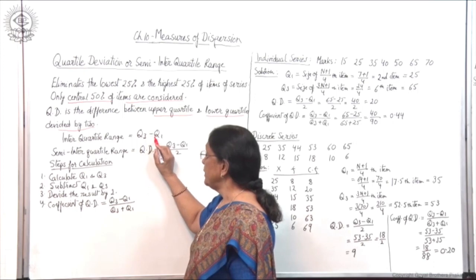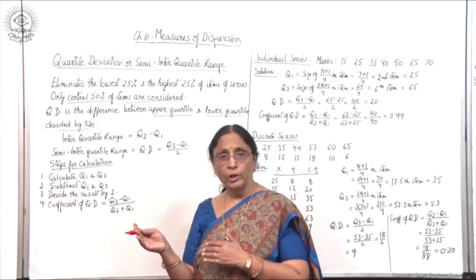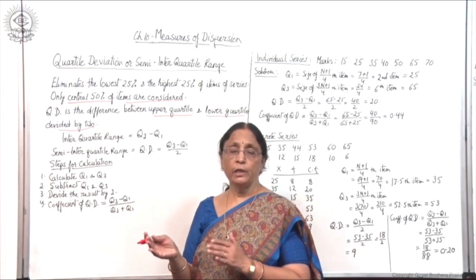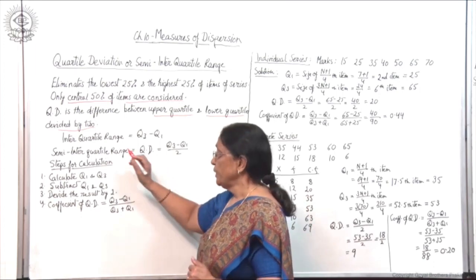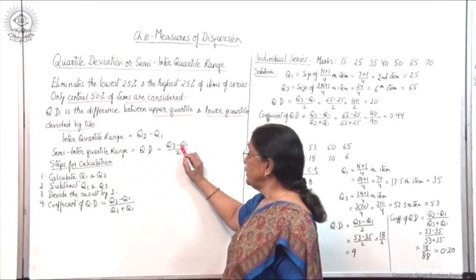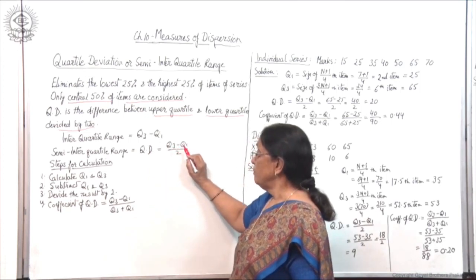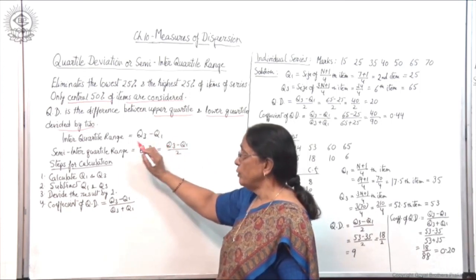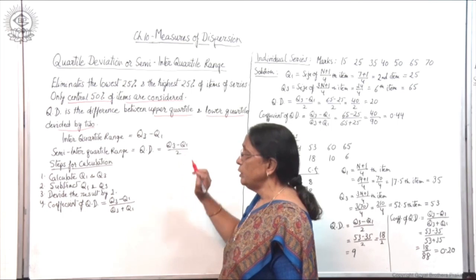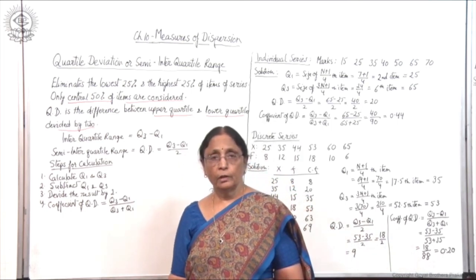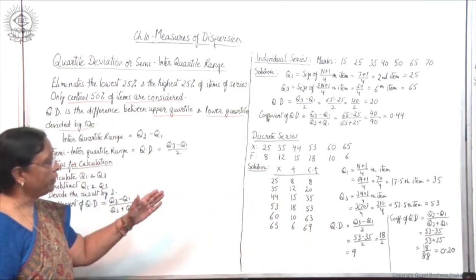Interquartile range is Q3 minus Q1, that is, the range of the quartiles. Q3 is the upper quartile, Q1 is the lower quartile. And semi-interquartile range is (Q3 minus Q1) upon 2, which is also known as quartile deviation. So now we will take the calculation of quartile deviation in different series.